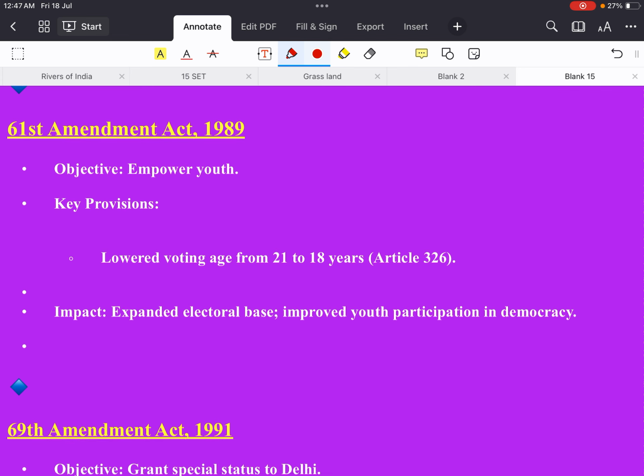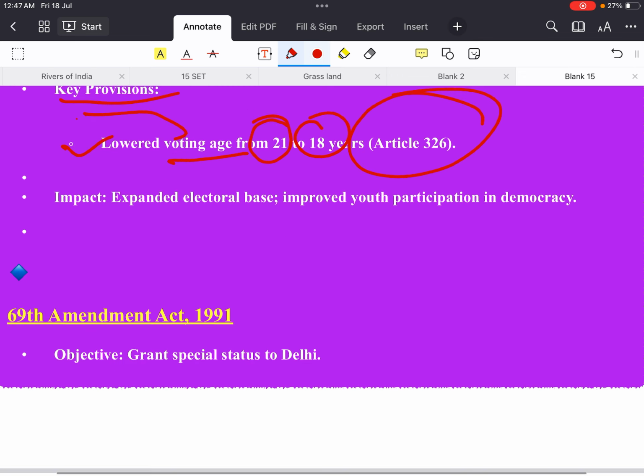Then 61st Constitutional Amendment Act 1989. What is the objective? To empower the youth. What was the key provision? Lowered the voting age from 21 to 18 under Article 326. Previously it was 21 years. Now it became 18 years by the 61st Constitutional Amendment Act 1989.